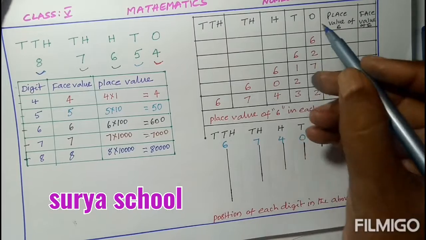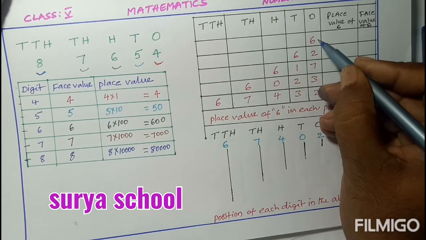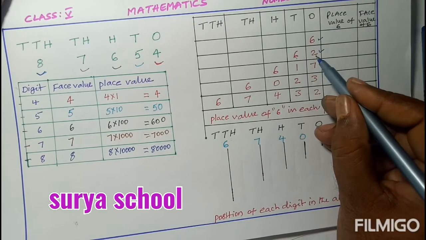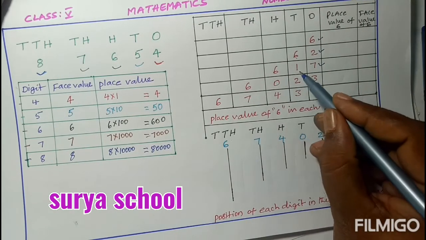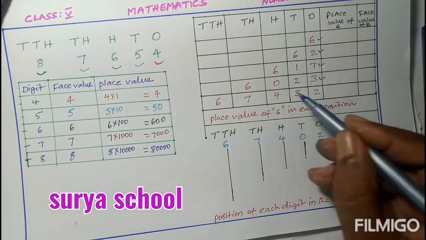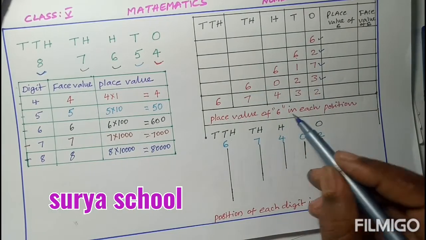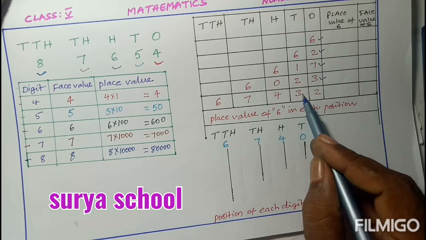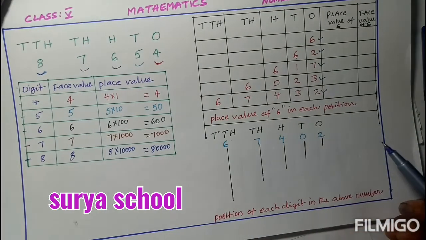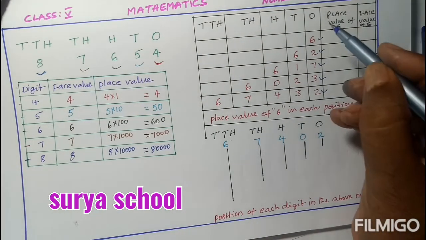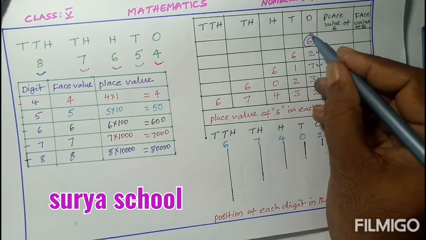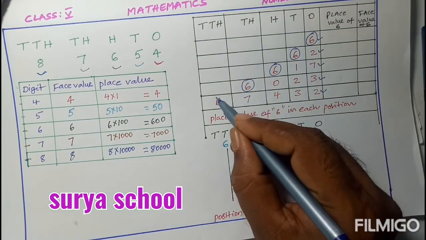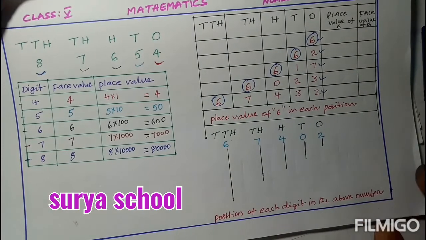Here this number is 6. This number is 62. This number is 617. This number is 6023. This number is 67,432. Now I am going to check the place value of this 6.